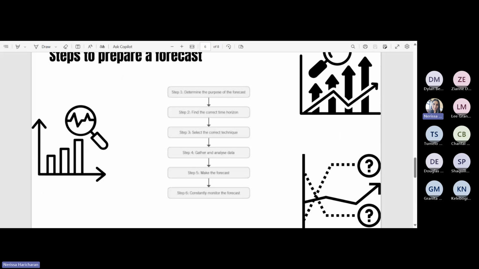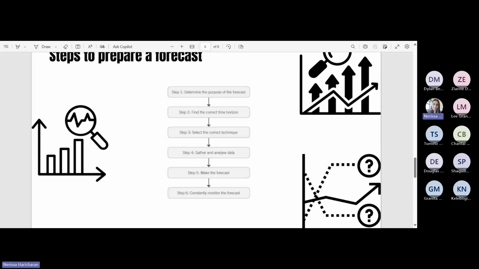Then you need to find the correct time horizon. So choose which time, whether it's short, medium, or long term, and then you can understand how much you need to push the forecast. Then understand what technique you're using. Is it a qualitative technique? Is it a quantitative technique? Is it a hybrid technique? What methods are you then using? Is it Delphi? Is it time series, etc.?